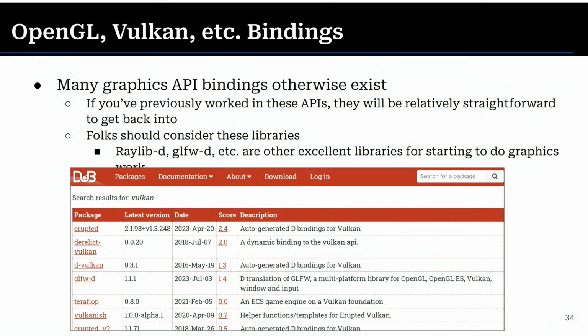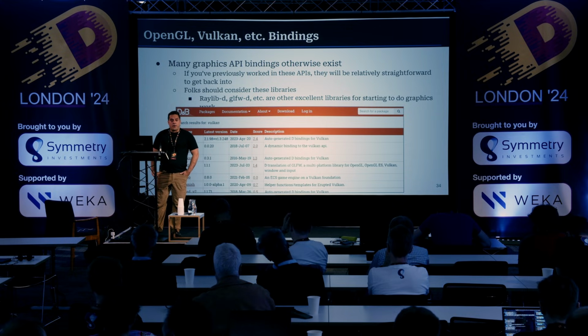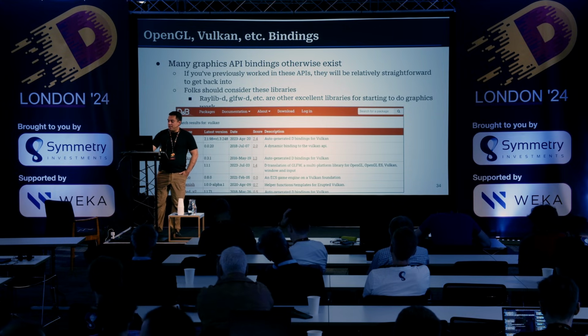And kind of wrapping us up otherwise, again, there's a lot of different graphics APIs out there, and we have bindings for them, so you can check those out. If you watch the Lightning talks, Steve's talk, Raylib is a great API otherwise for doing graphics programming. The GLFWD bindings are also excellent, which I was using previously. So there's a lot of great resources out there already for people to get started and to start doing work in graphics or compute.